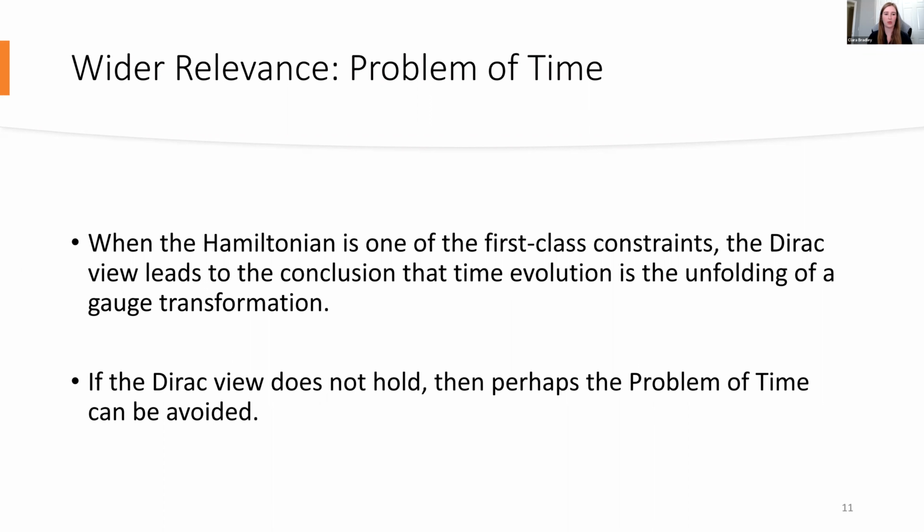the Dirac view of gauge transformations leads to the conclusion that time evolution is just the unfolding of a gauge transformation. And on the understanding of a gauge transformation as connecting physically equivalent states, this suggests that all the states along some evolution are just physically equivalent, and so one doesn't seem to have a meaningful notion of change. But if the Dirac view doesn't hold, as proponents of this alternative view suggest, then perhaps this is a way to avoid the problem of time.